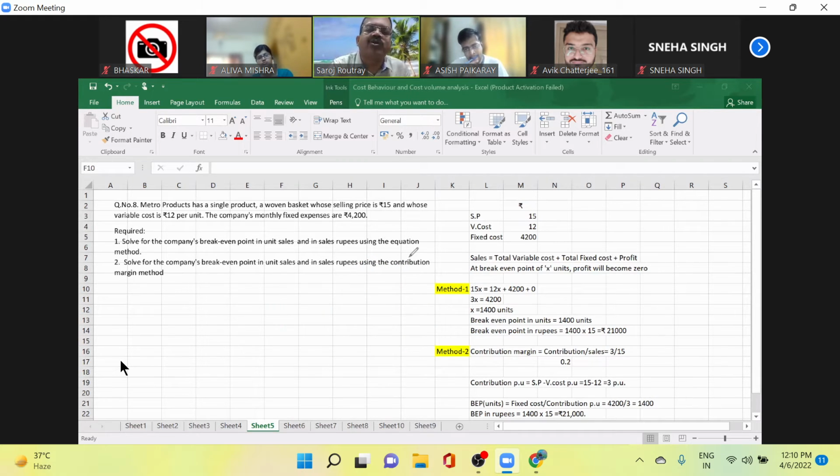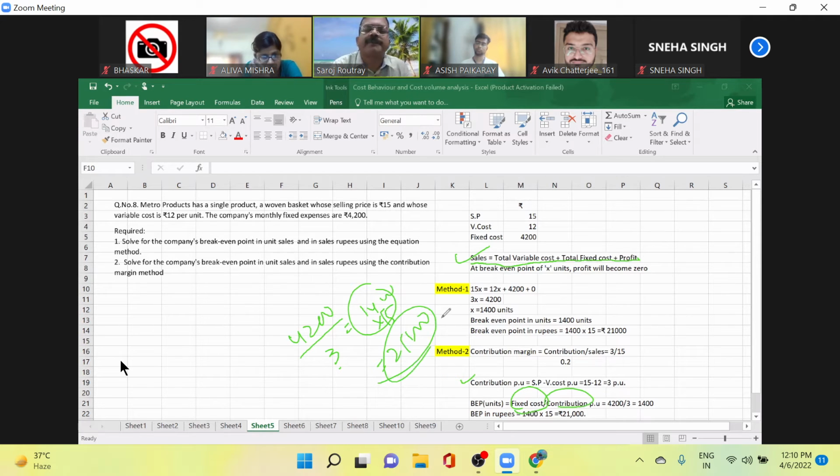How to find out this? There are two ways. I think I already have discussed this equation method. Equation says sales is equal to total variable cost plus total fixed cost plus profit. And the other method is contribution formula method. You either take contribution per unit, divide fixed cost by contribution per unit. The way I had done, 4,200, I divided it by 3, or 1,400. That way, or you can find out the contribution margin ratio, and fixed cost divided by contribution margin ratio will also give you BEP, but not in units, but in rupees. So you will get 20. Okay.